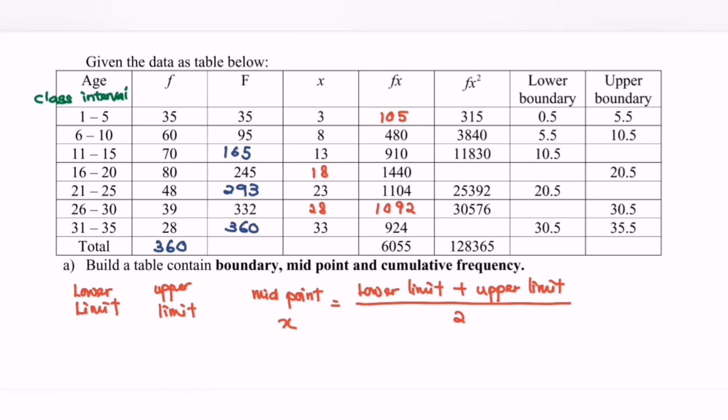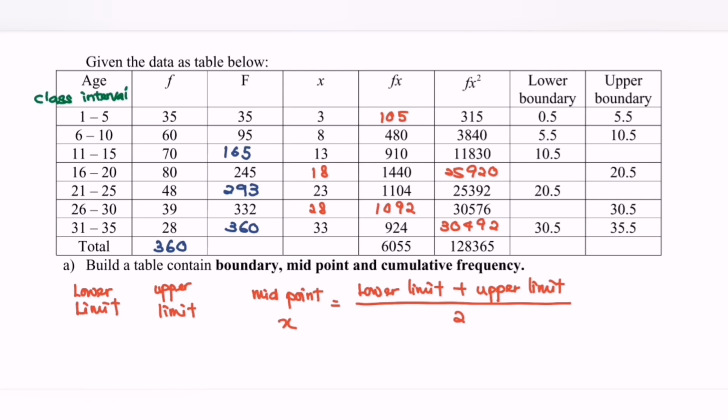Next, refer to the fx squared. Again, I repeat, the x squared multiplied with the frequency. Here, refer to the interval 16 to 20. The x squared, which is 18 squared, multiplied with 80, and we will have the value 25,920. Next, refer to the class interval 31 to 35. The midpoint is 33, so 33 squared multiplied with 28, and we will have 30,492. Again, if we sum up the fx squared, we will have 128,365.